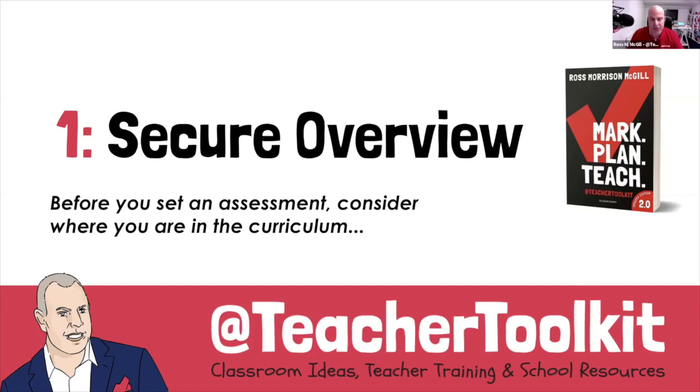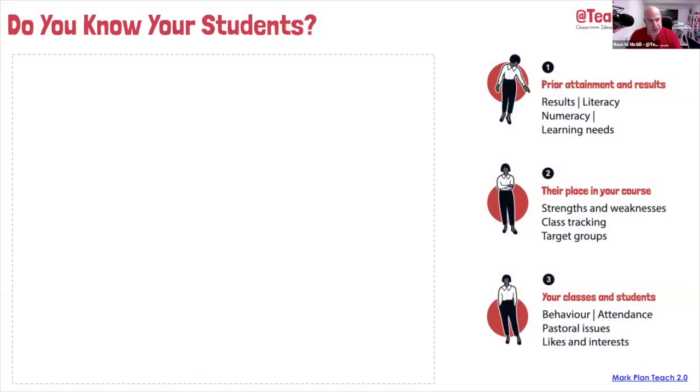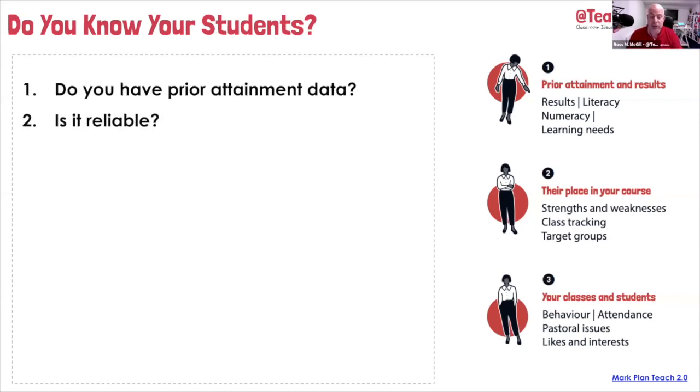Before you plan your curriculum, you need to consider not only where you are, but the students in front of you. So just to give you a summary, I suppose, of this idea, here are some questions you need to ask yourself. You've got a three-step process, creating a feedback loop: where your students are at, what data do you have, is the data reliable, and other things to consider.